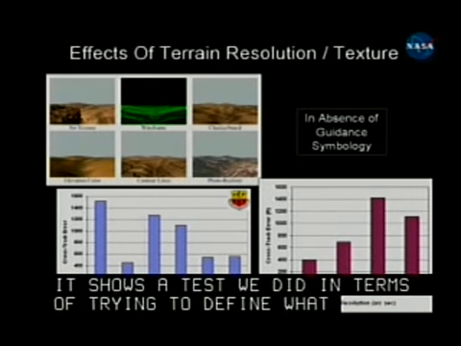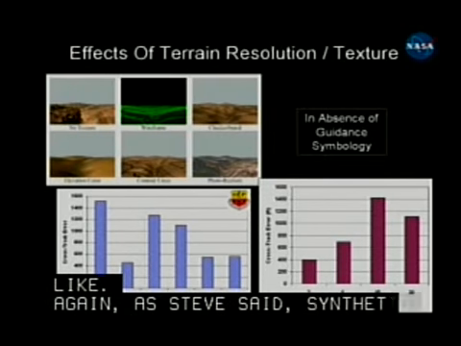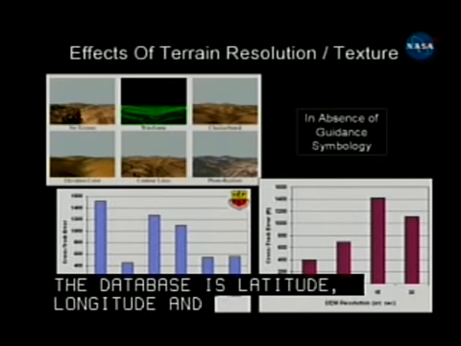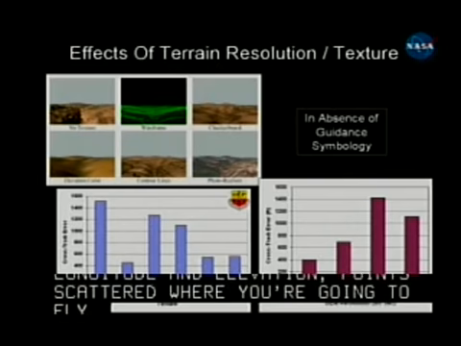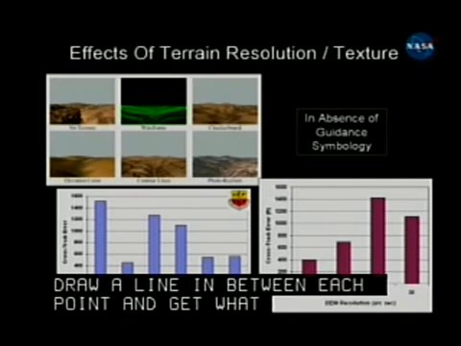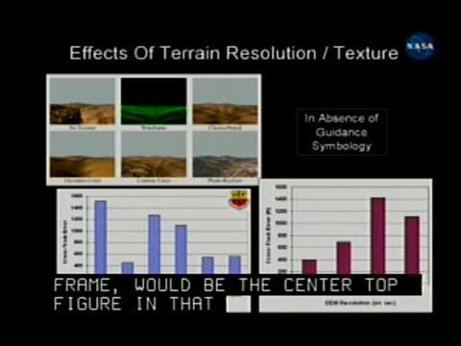Again, as Steve said, synthetic vision is a database. The database is basically latitude, longitude, and elevation points scattered about where you're going to fly. You can take those points and you can draw a line in between each one of those points and you get what we call a wireframe, which would be the center top figure up in that upper left-hand corner. So that would be a wireframe depiction. It works, but it's not necessarily very pretty.